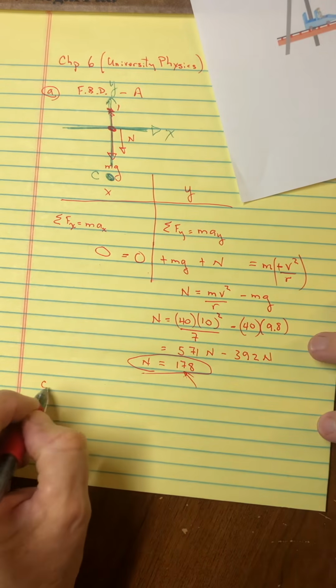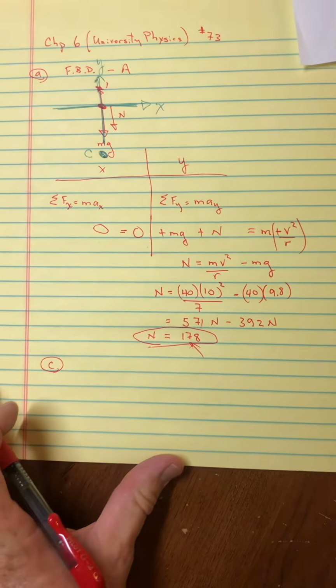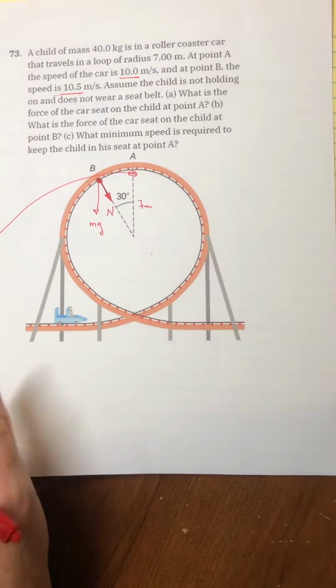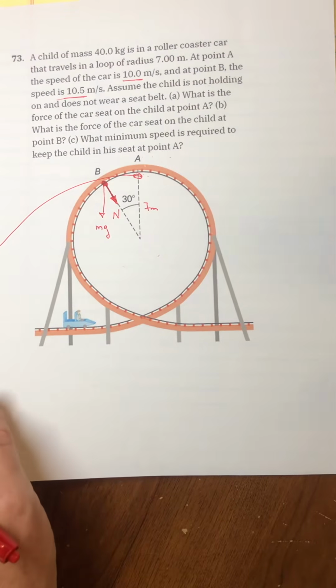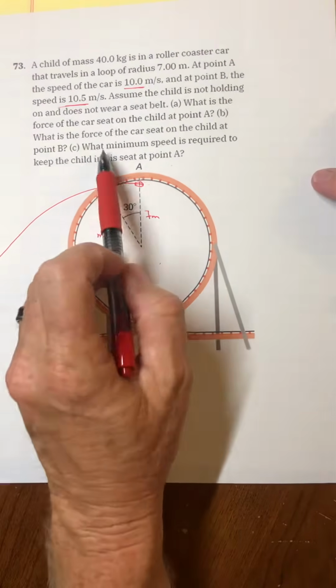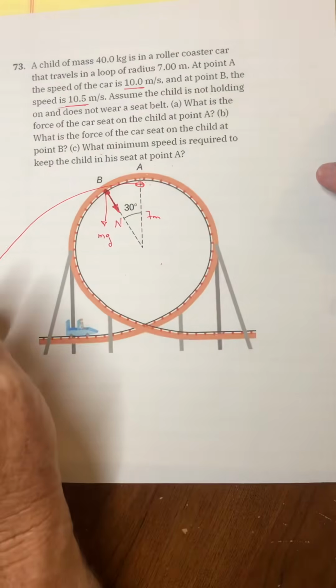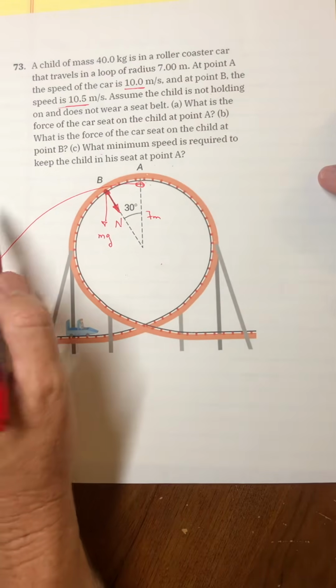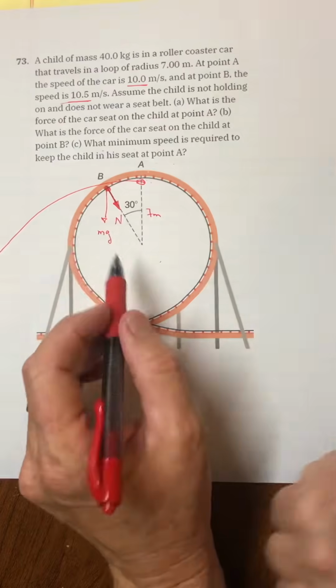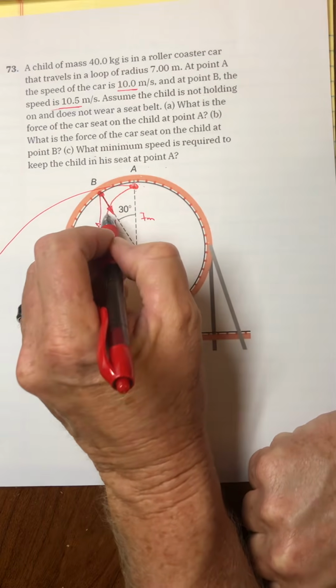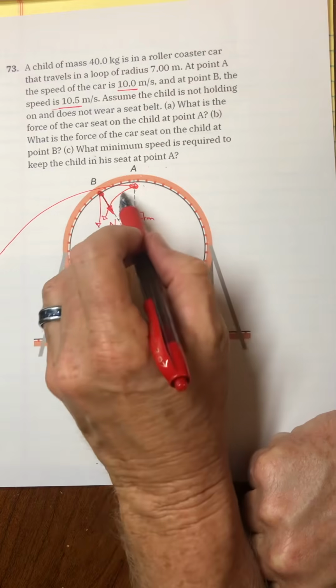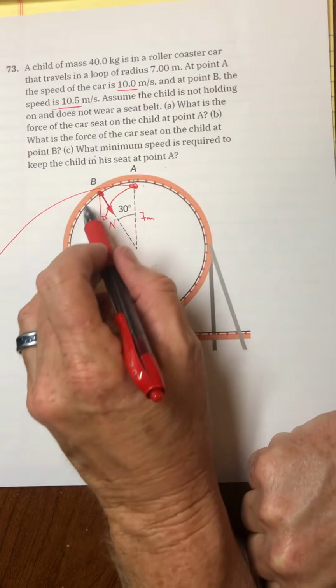Now, I'm kind of thinking maybe I should jump to C, because I noticed that C said something about point A again. So as long as I've done the arithmetic and the free body diagram for point C, let me put that in mind. It says, what is the minimum speed required to keep the child in? And you can kind of see, I kind of alluded to it, if the child was going slow, its natural path would be this.